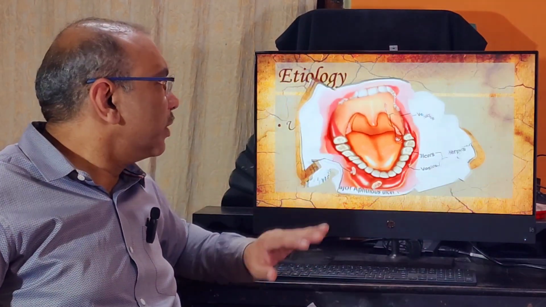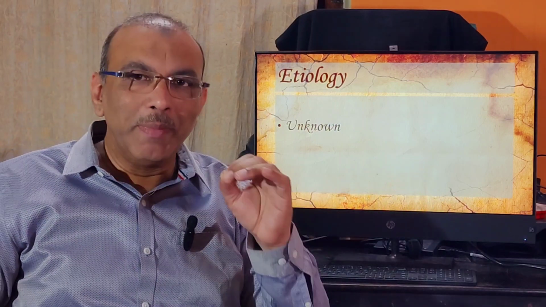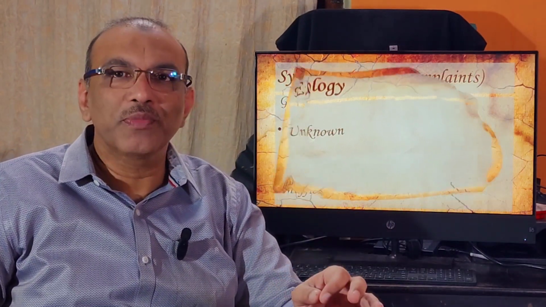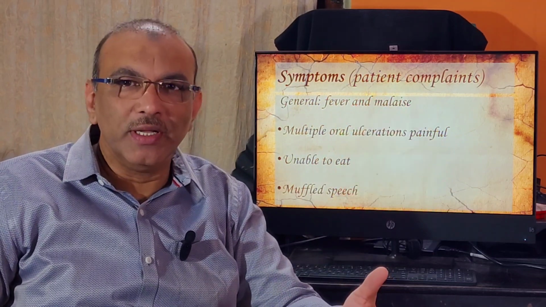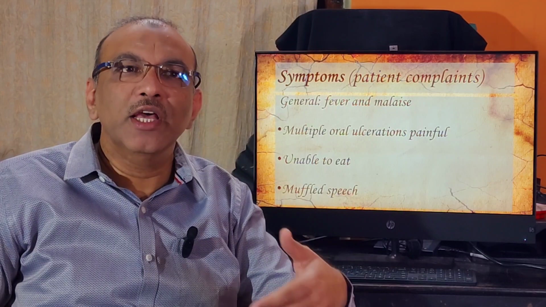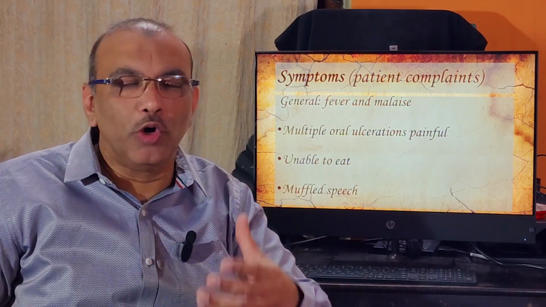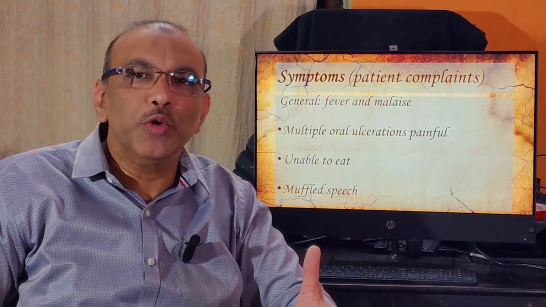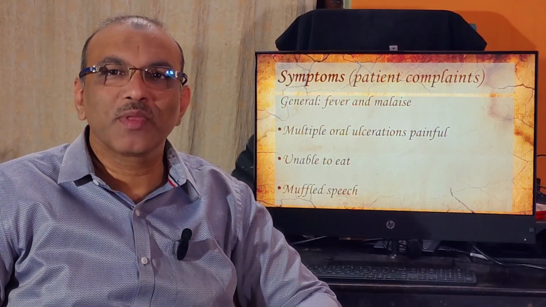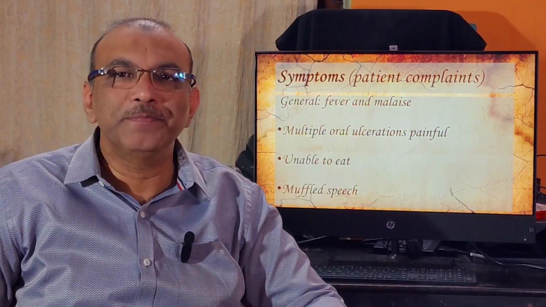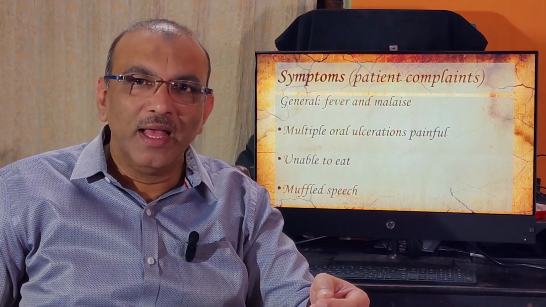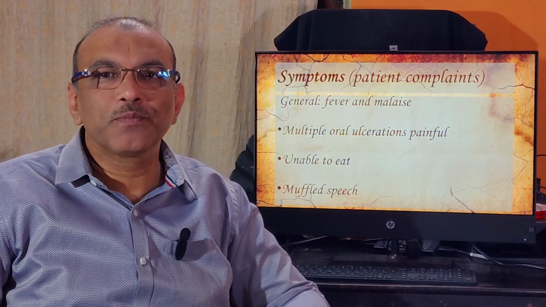Coming back to the topic, major aphthous ulcer, the cause of this is not known. In the common presentation, they'll say they're not able to eat properly and not able to speak properly, and they have a muffled voice. If we ask why they are not able to eat properly, they'll show us the ulcer. Some of them may have fever and be tired also.